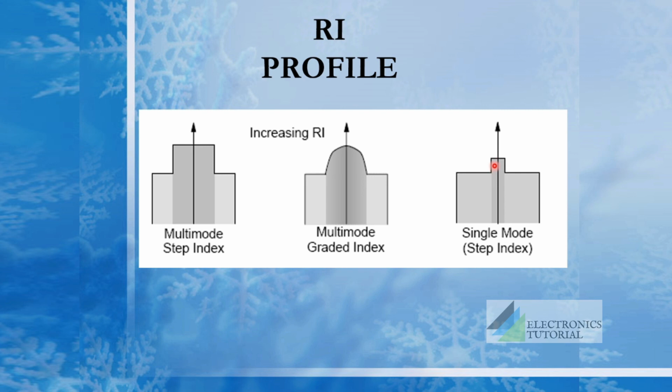The index difference can be achieved either by doping the core with germanium dioxide, hence raising the RI of the core portion, or it can even be done by doping the cladding with fluoride in order to lower its refractive index.